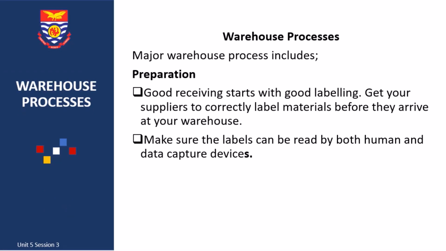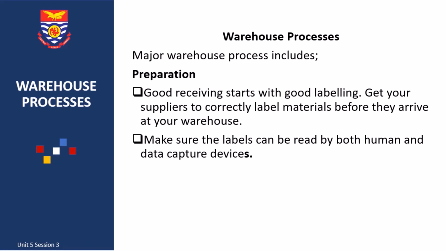So, there are several processes that take place. There are several processes that goods, raw materials, finished goods, sub-assemblies, components, and parts go through when they move into a warehouse, and some of these processes are what we are going to discuss in this session.